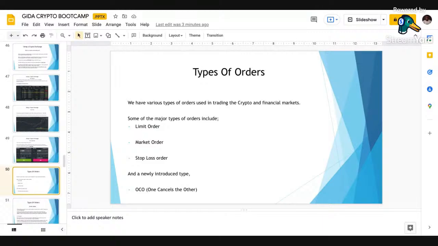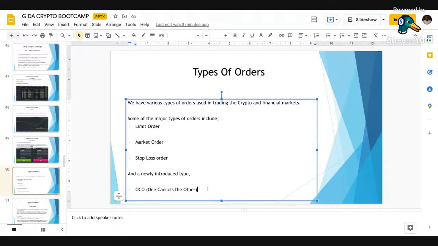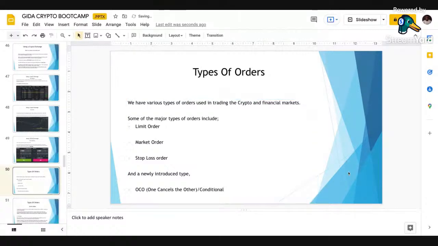Now we have the major types of orders called the limit order. Then there is the market order. Then there is the stop loss order. Then we have another one called OCO, which means one cancels the other, or you can call this a conditional order. Some exchanges call it conditional. We're going to explain it in detail.